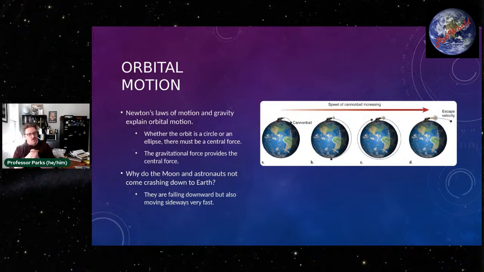You have a circular orbit, which is the lowest energy orbit. You have an elliptical orbit. Those first two are bound. And then you have a parabolic orbit where the object essentially will not come back around to the object that's gravitationally influencing it. And then a hyperbolic orbit. Those last two are unbound.